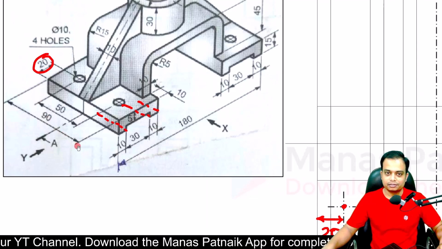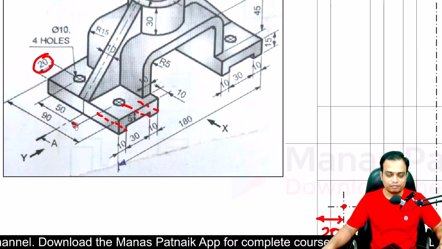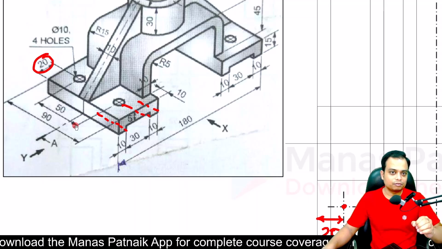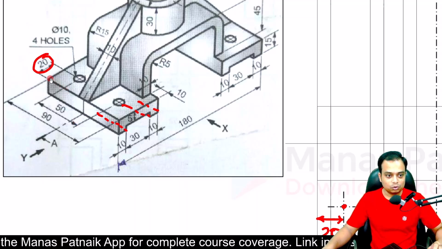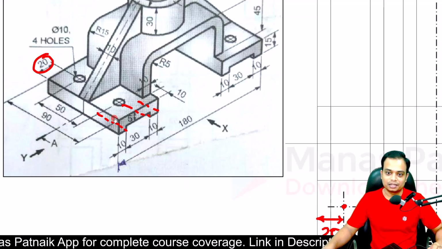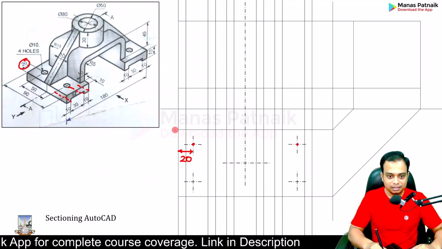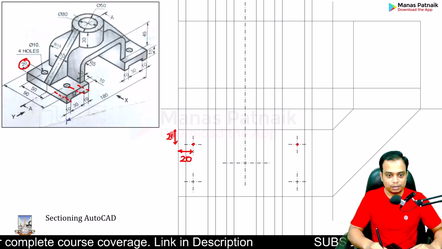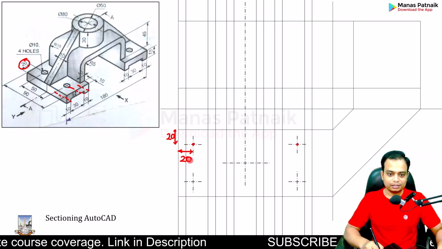Sir, this in totality is 90. This is 50. 90 minus 50 will give us 40. So half of 40, that is 20, is over here. And the remaining half is here. Now you can understand, if this is 20, this also has got to be 20. Okay, you can locate this very easily.